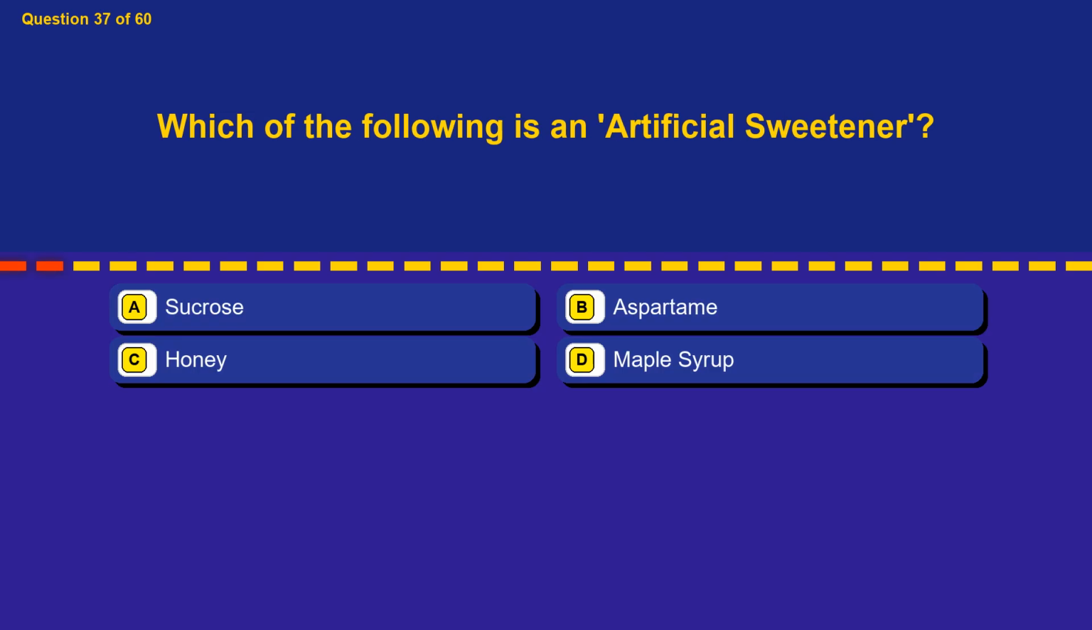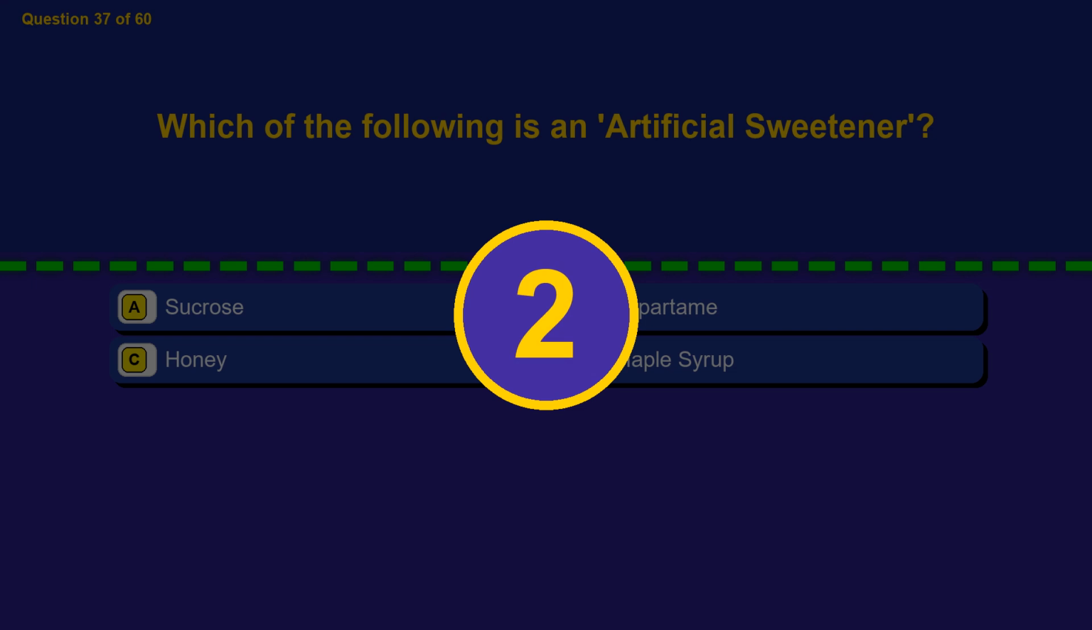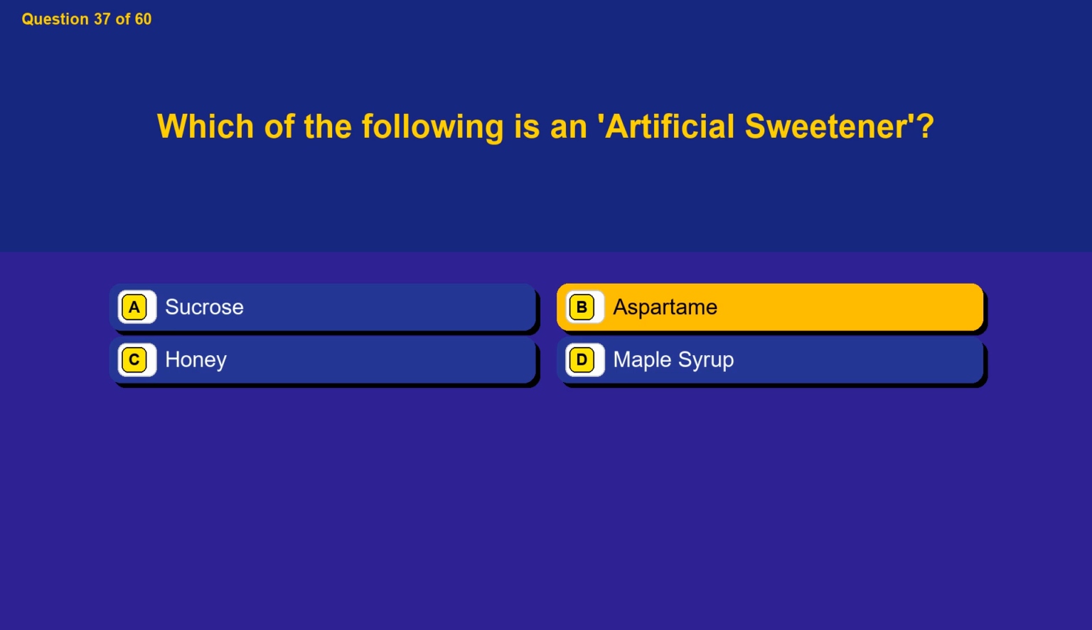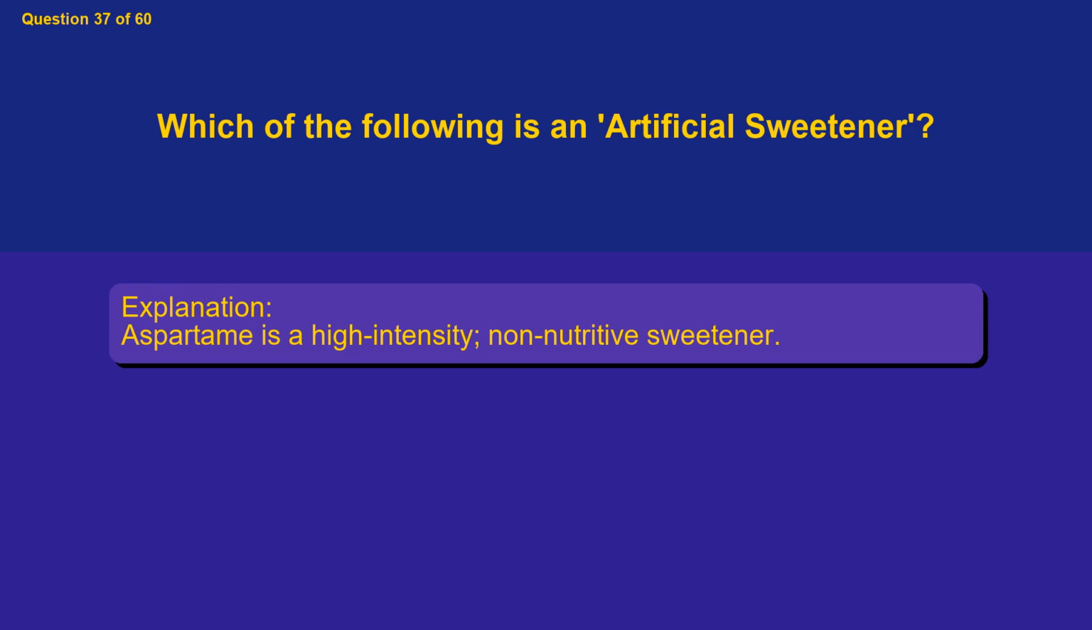Question 37. Which of the following is an artificial sweetener? Option A, sucrose. Option B, aspartame. Option C, honey. Option D, maple syrup. The correct answer is option B, aspartame. Aspartame is a high-intensity, non-nutritive sweetener.